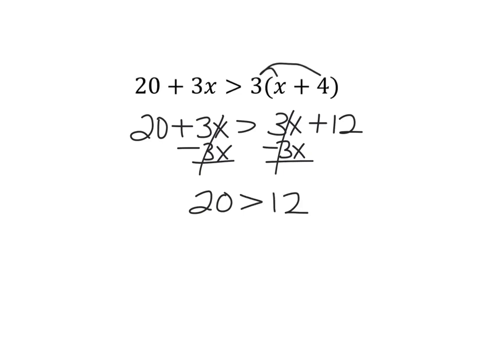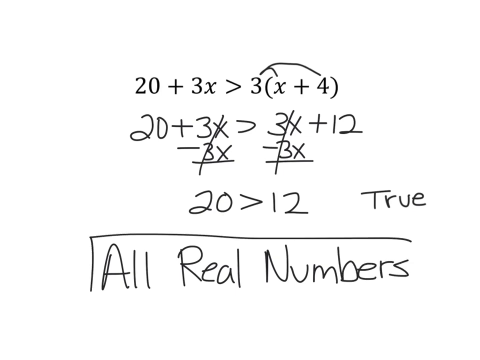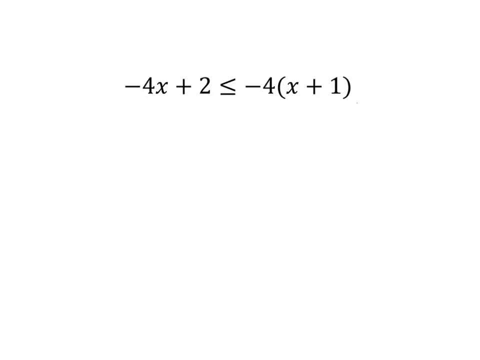At this point, you have to ask yourself this question: is that a true inequality statement? Is 20 greater than 12? Yeah, that's true. And so when it is a true statement, when your variables are gone and you have a true statement, then the answer is all real numbers. And what that means is that every single number in the world put in for x will make that inequality true.